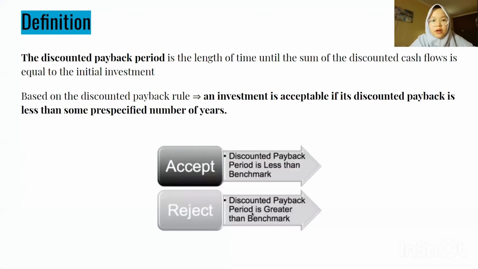So what is discounted payback period? Discounted payback period is the length of time until the sum of discounted cash flow is equal to the initial investment. Based on the discounted payback rule, an investment is acceptable if its discounted payback is less than some specified number of years. So if discounted payback period is less than the benchmark, then we're going to accept it. If it's greater than the benchmark, then we're going to reject it.